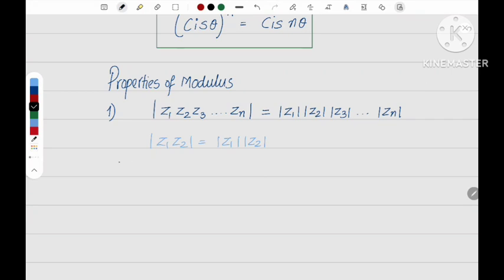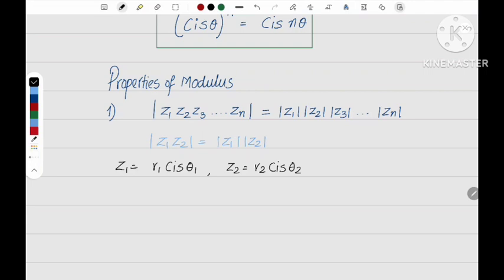So I will start with taking z1 is equal to, let us say, r1 cis theta 1, and I will take z2 as r2 cis theta 2. So what is the magnitude of z1? That is nothing but r1. What is the argument of z1? That is nothing but theta 1. That is precisely the polar form, where r and theta are written in place of magnitude and the argument. Similarly, what is the magnitude of z2? That is r2. And what is the argument of z2?